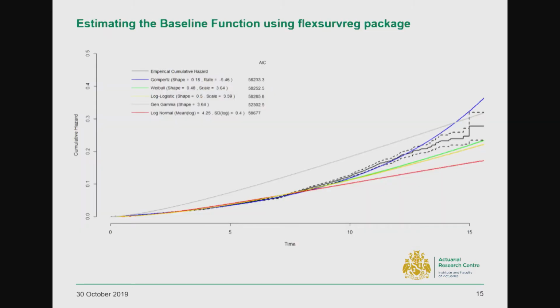We then decided to use a parametric regression model. The first thing was to find the distribution that fits our empirical cumulative hazard. We looked at the distributions and found that the Gompertz distribution fit our cumulative hazard best.